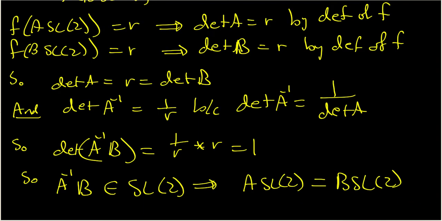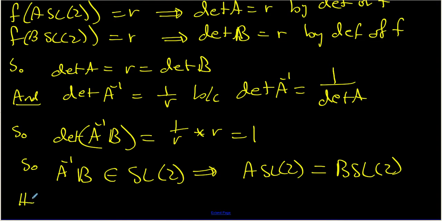And hence, f is one-to-one as needed. So we've now got f is a one-to-one function from the quotient group to the non-zero real numbers. So our third question is: is f onto?